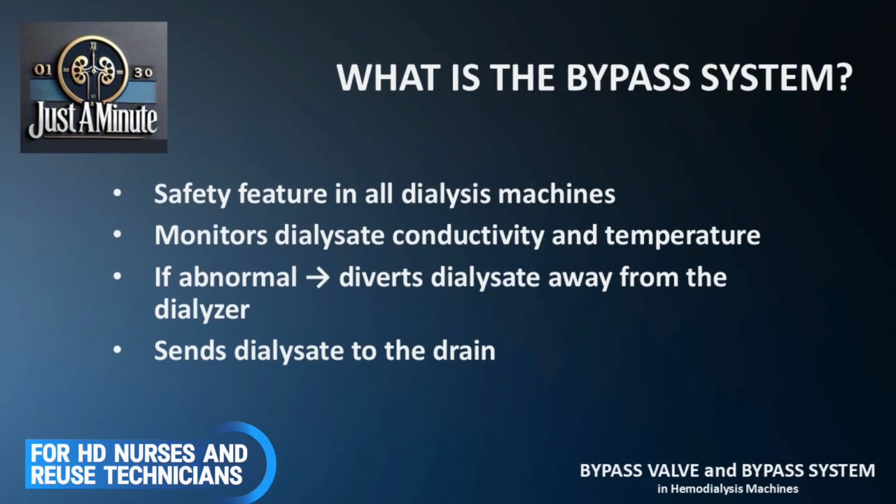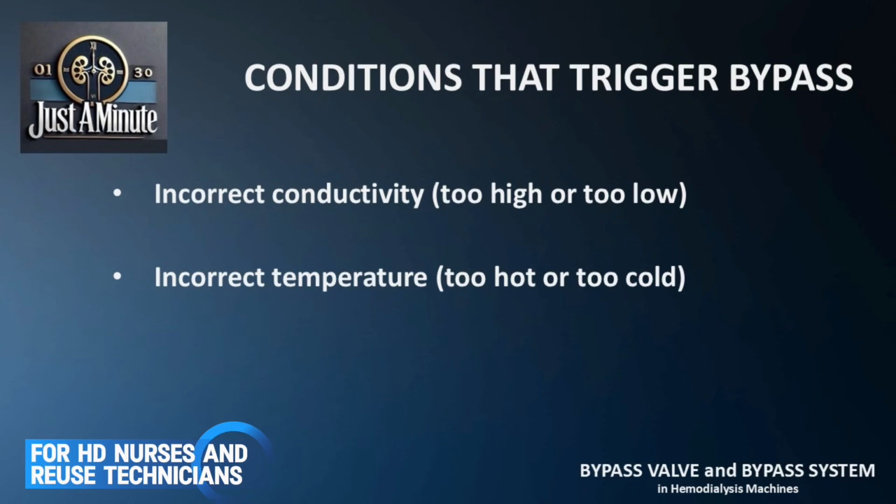The bypass system is essentially a safety gatekeeper. It continuously monitors the quality of dialysate. If it detects an abnormal condition, it does not allow that fluid to pass through the dialyzer. Instead, it reroutes it directly to the drain. The main conditions that trigger bypass are incorrect conductivity, either too high or too low, and incorrect dialysate temperature. Once detected, the system immediately diverts the solution to the drain.